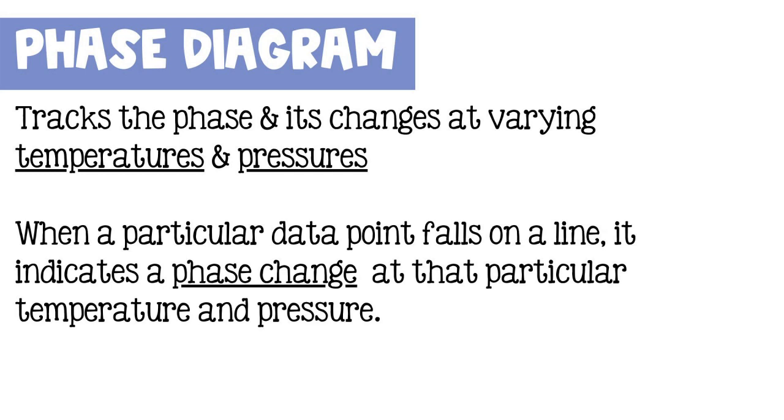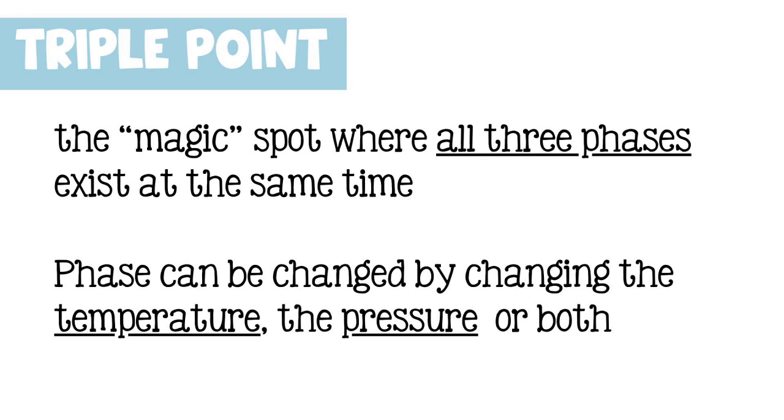When a particular data point falls on a line, it indicates the phase change at that particular temperature and pressure. If it falls outside of the line, then it's going to be a single phase. Now, there is one special point on the line where all three phases exist at the same time. This is called the triple point. The phase can be changed by changing the temperature, the pressure, or both.